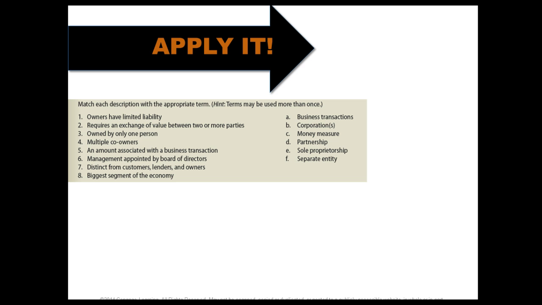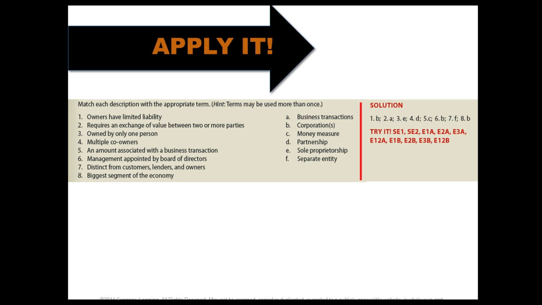Now, let's look at this. This is a great way that we can talk about some of this information. We're going to match each description with the appropriate term. Now, guys, you can call it out, but I'm not going to call on you. So our choices are business transactions, corporations, money measure, partnership, sole proprietorship, or separate entity. Owners have limited liability. What do you think? B. Whoops, I did them all. Requires an exchange of values between two or more parties.